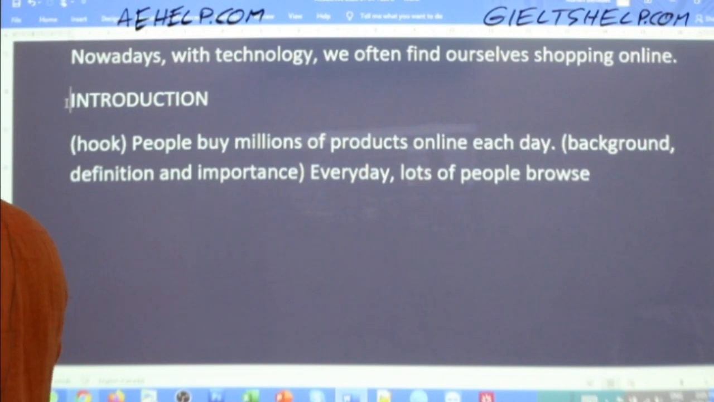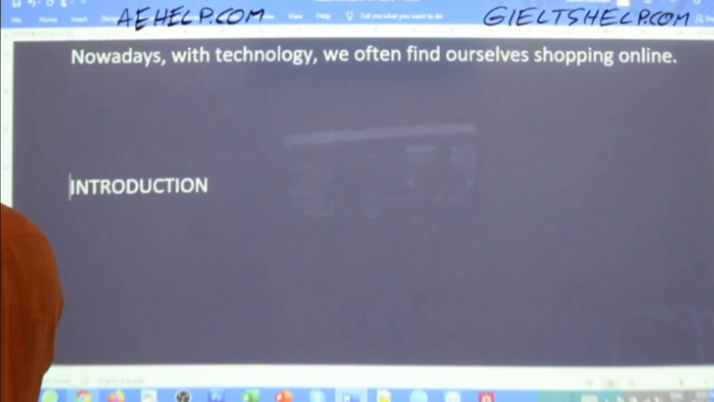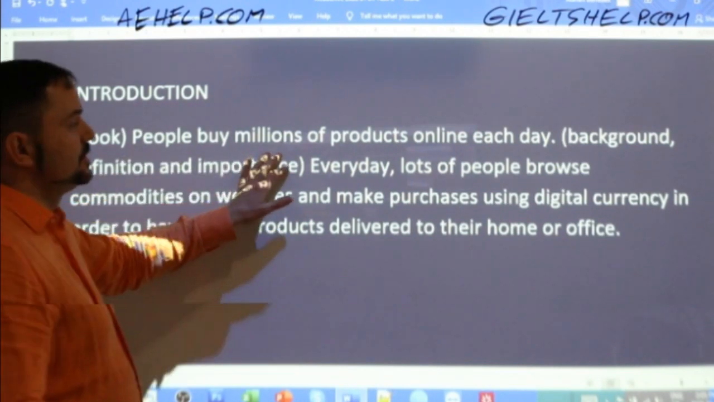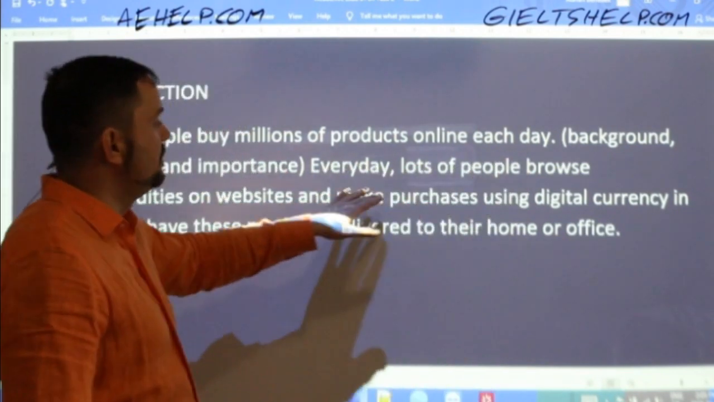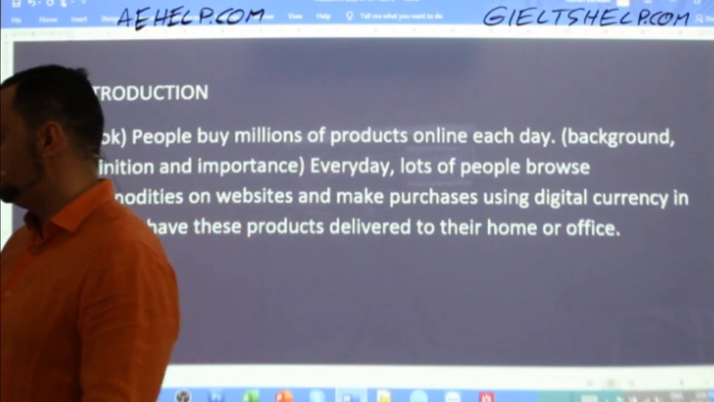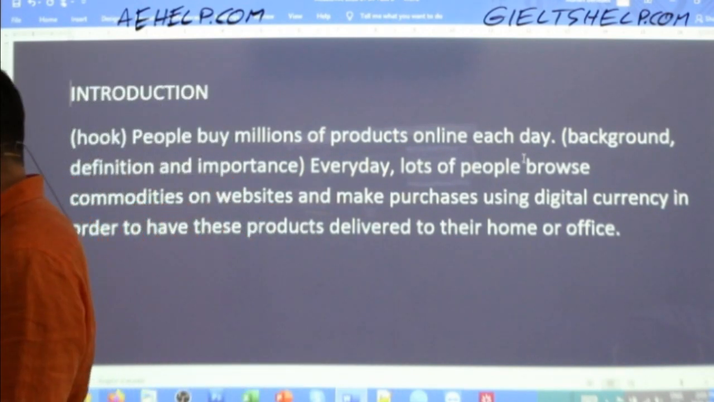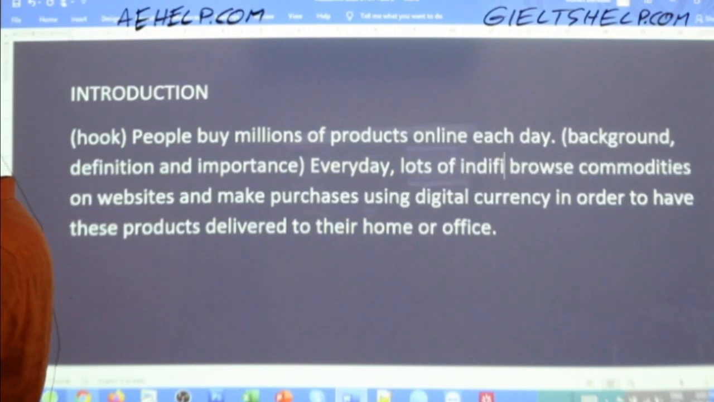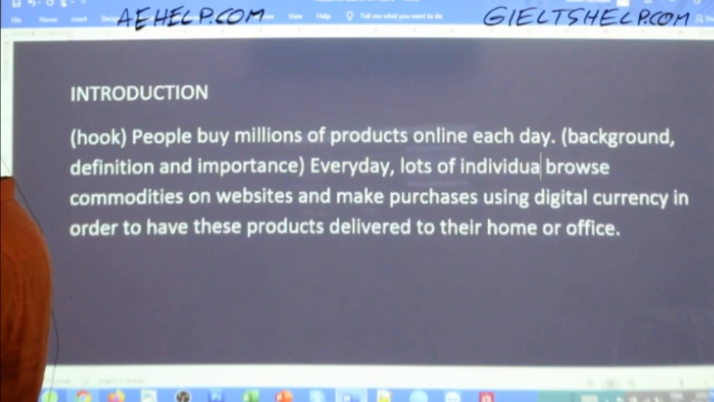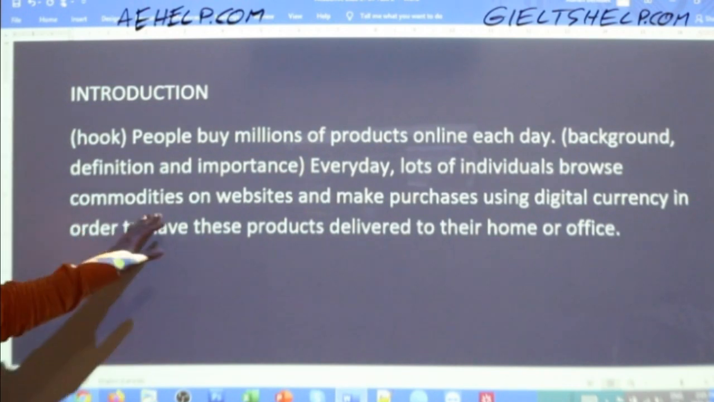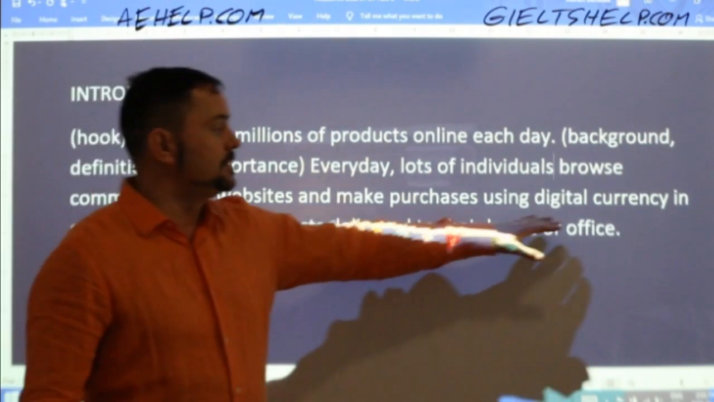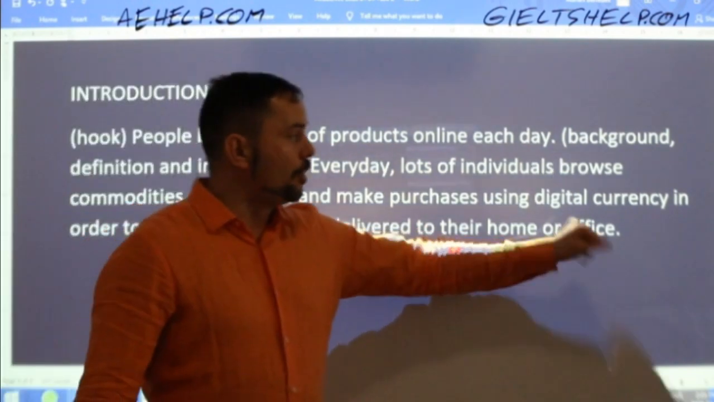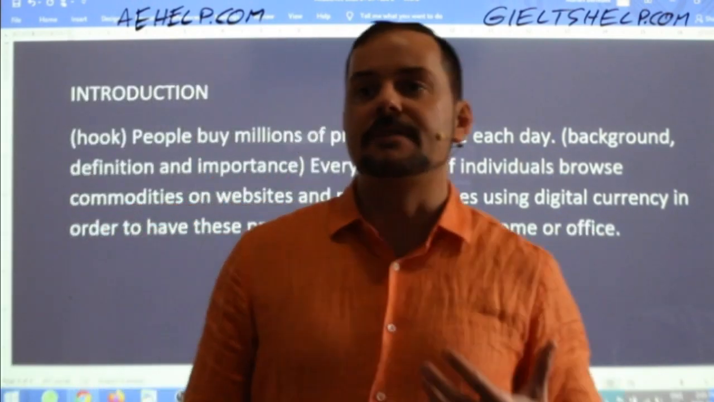this introductory paragraph so far. So people buy millions of products online each day. Every day, lots of, let's paraphrase people since we used people in the hook. So every day, lots of individuals browse commodities on websites and make purchases using digital currency in order to have these products delivered to their home or office. All right, fantastic.